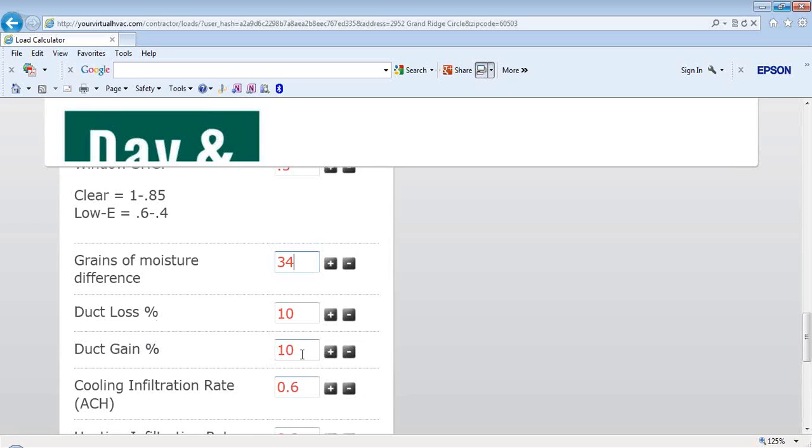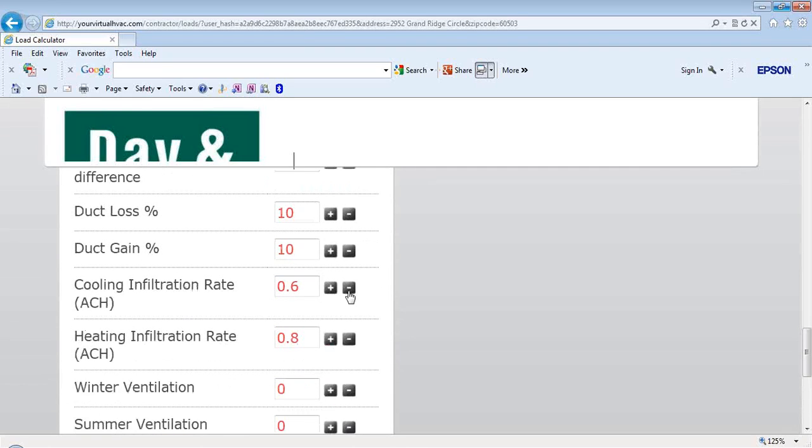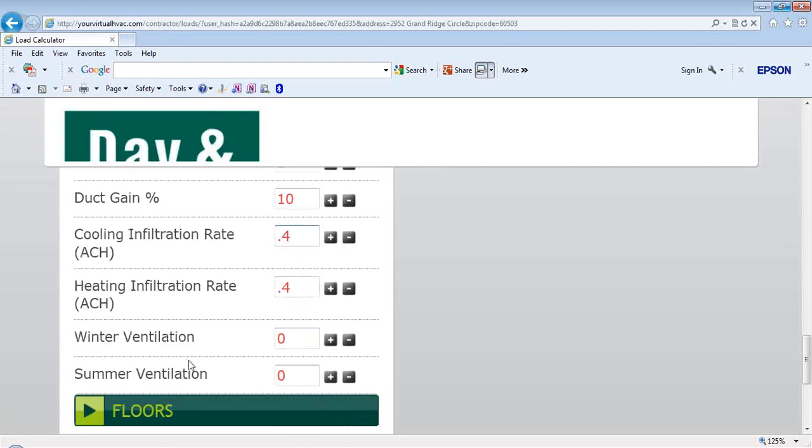So there's already some defaults for some of the losses of the home, like the duct losses and gains, loss and gains meaning summer and winter, and infiltration rates. I have no idea what the duct losses are on this particular home, so I'm going to leave 10% in there. I probably should get a duct blaster and test it. Infiltration rates, I do know, are significantly lower, more like 0.4. So I will lower those for this discussion.